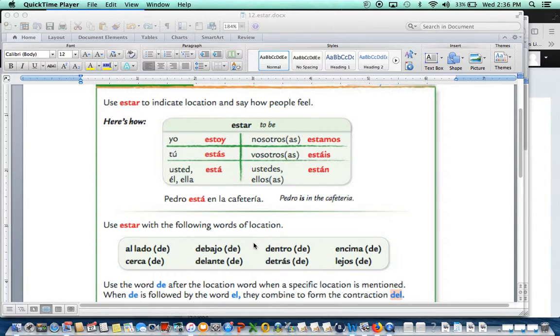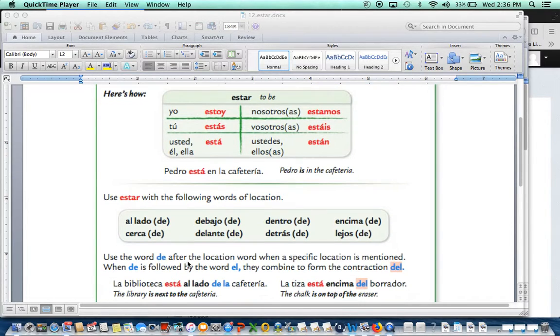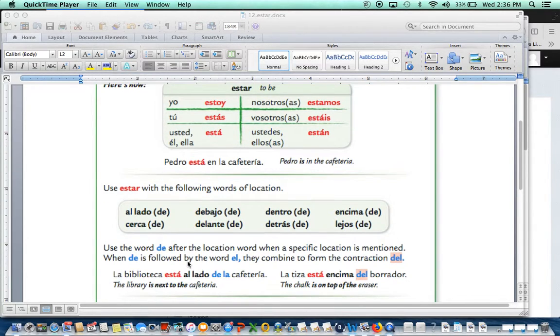Now, look at this. You have to have the, okay? You always have to have the, all right? So, for example, la biblioteca está al lado de la cafetería, all right? So we're talking about where the library is located. The library is located next to the cafeteria, all right? Because you always have to have the, all right?